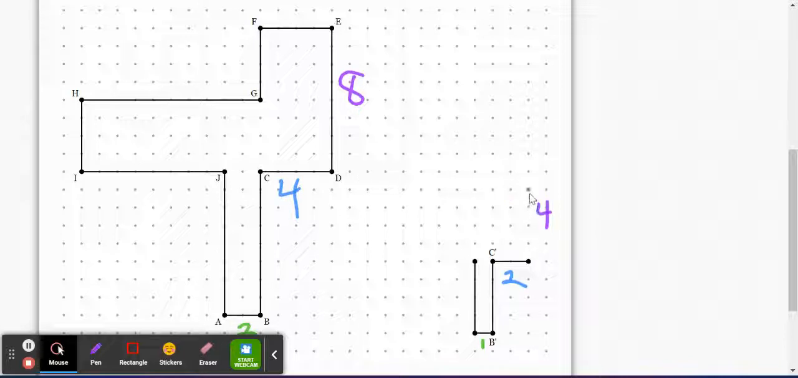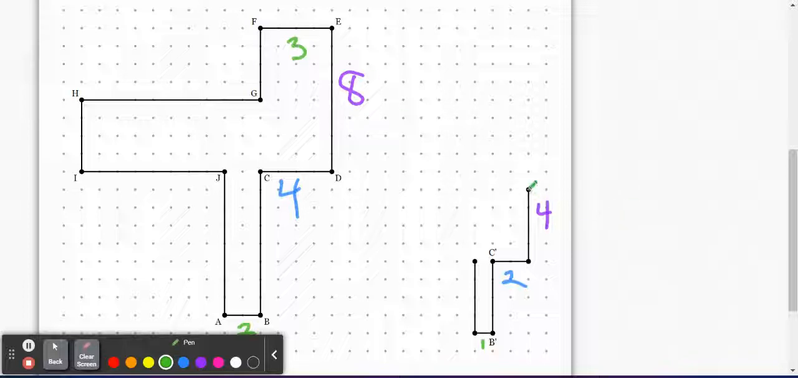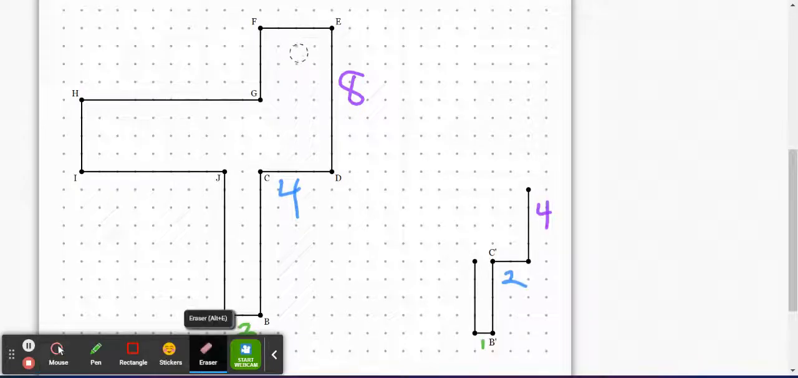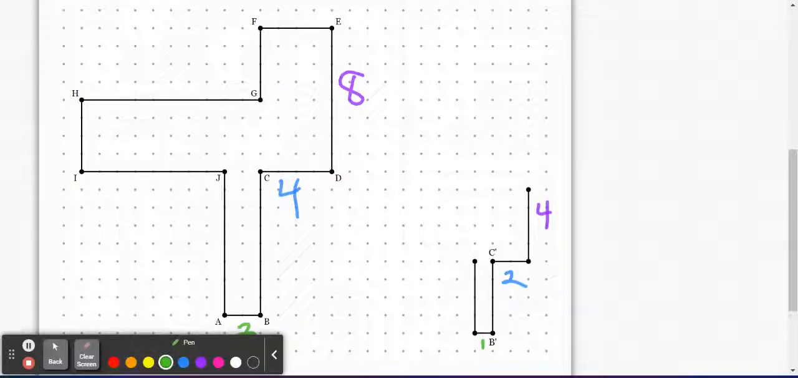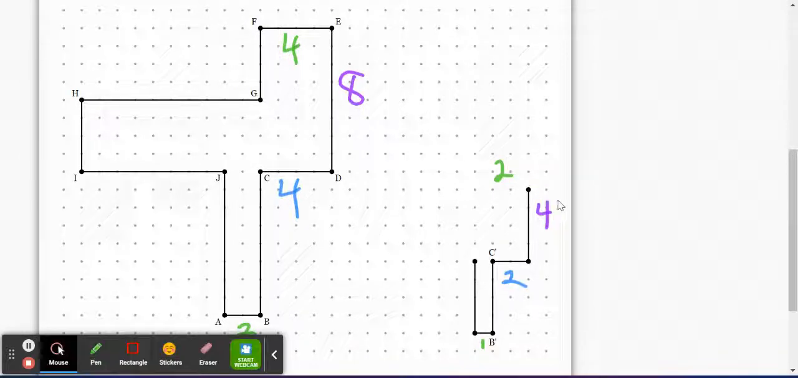1, 2, 3, 4. Okay, this one is getting a little intense here. This one is 3. Okay, that means half of, oh no, that's 4. It's not 3. It is 4. There we go. So that means half of 4 is 2. So this should be 2 up here. 1, 2. Boom. Okay. This is 1, 2, 3, 4.